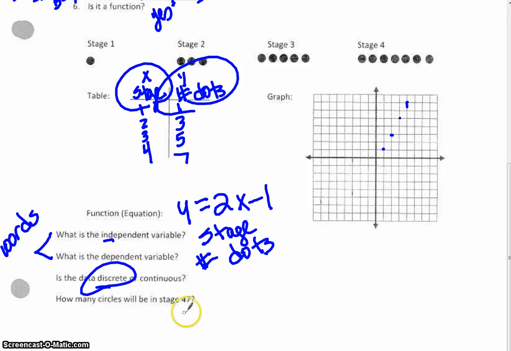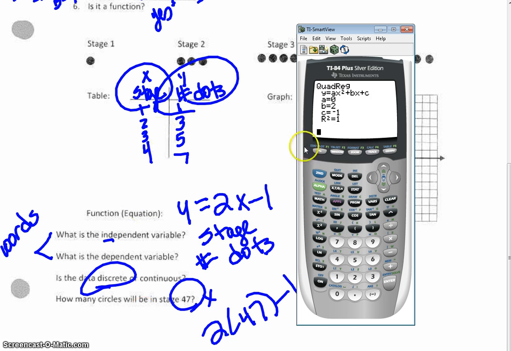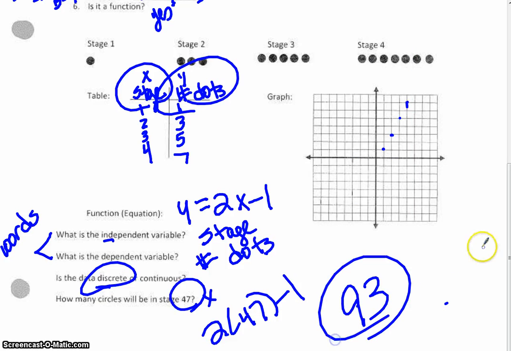How many circles will be in stage 47? You're going to put 47 in for x. You can either say 2 times 47 minus 1, using the formula I wrote up here. Or you could put it in at y equals, which is probably the best way so you don't take a chance on sign issues. And just say 2x minus 1. Go to your second table setup and tell it to start at 47. And look at your table. If x is 47, y is 93. So your answer here is 93.